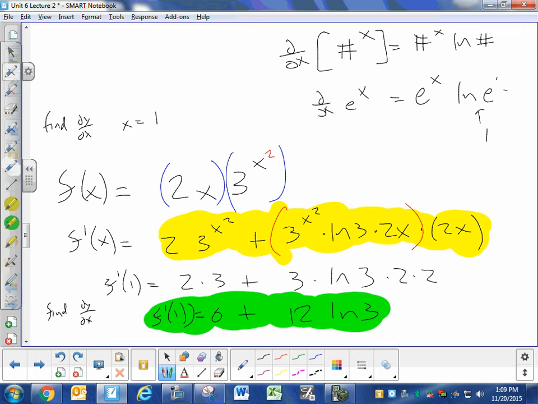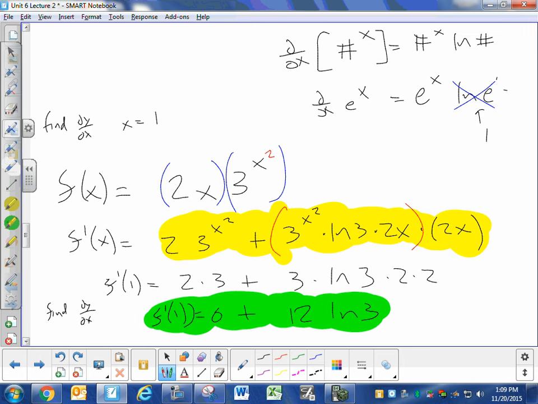So since this is just 1, we exclude it from the derivative of e to the power. But if you have any other number, the derivative is the number to the power times the natural log of the number. Shows you how natural logs and e's are kind of present everywhere when we're dealing with powers.